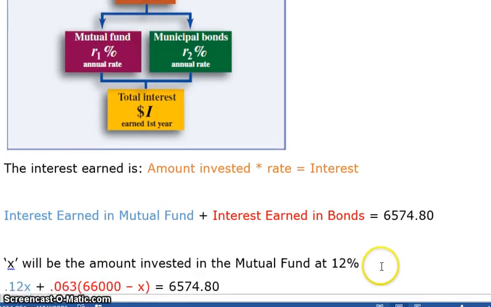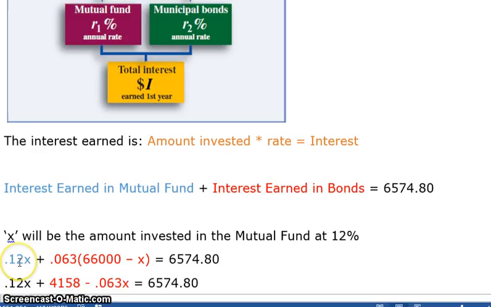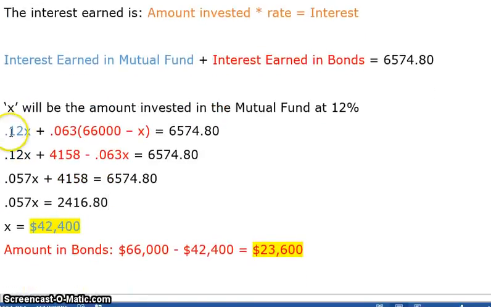amount. And we're going to let X be the amount invested in the mutual fund, which they said was 12%. So I just picked a variable there, I picked X. So if you take the amount invested times the rate, that gives you the interest. So the amount invested is X times 12%, that's how much interest is earned in the mutual fund.